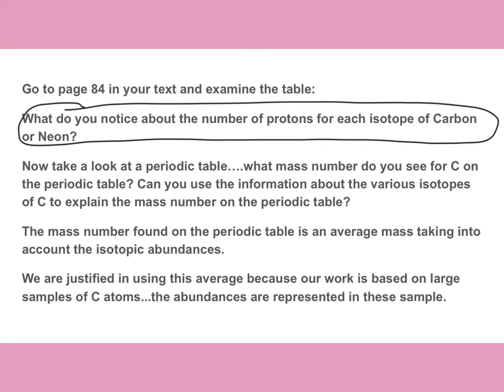I'm hoping that you notice that for each isotope of carbon, and there were 3 different flavors of carbon or varieties of carbon or isotopes of carbon, the number of protons was the same in each one. And it is the number of protons that identifies an element's name and characteristics. So any atom with 6 protons in its nucleus is going to be identified as carbon. Same would be true for neon. Every one of the neon atoms on that table on page 84 has 10 protons.